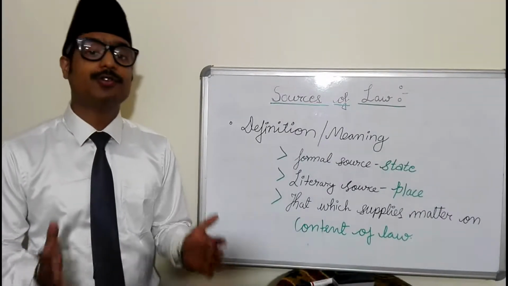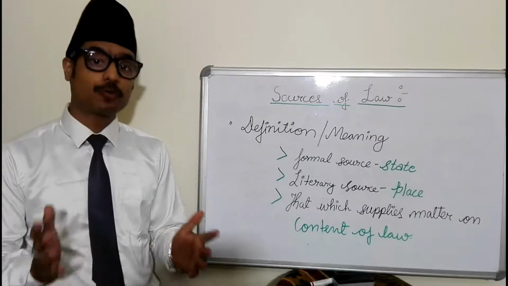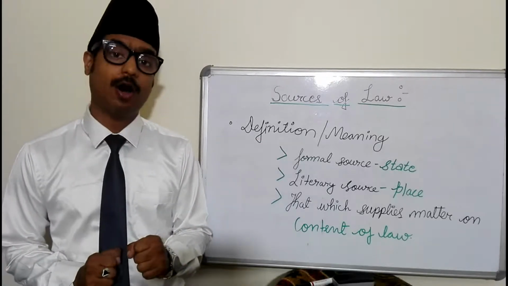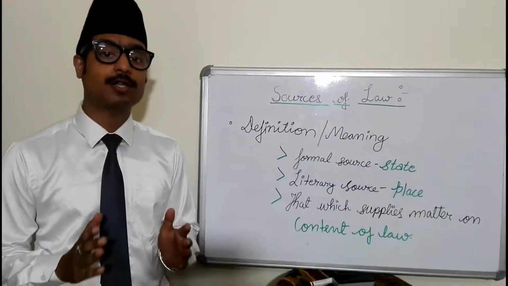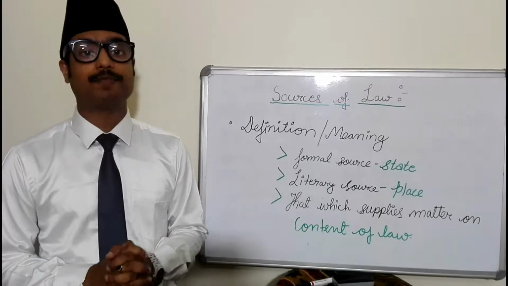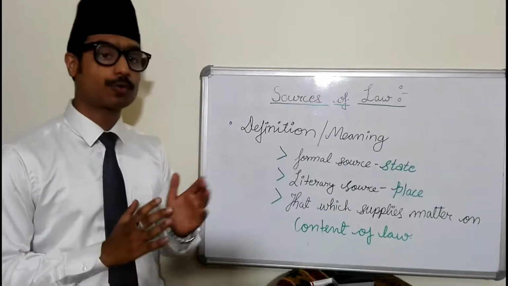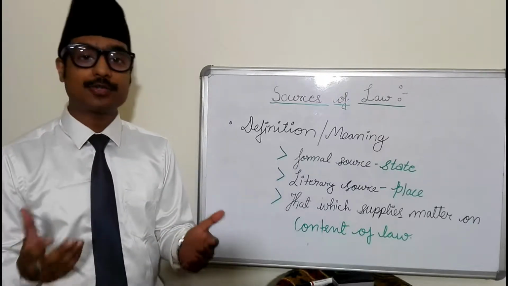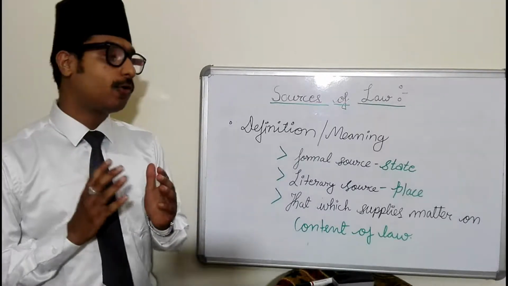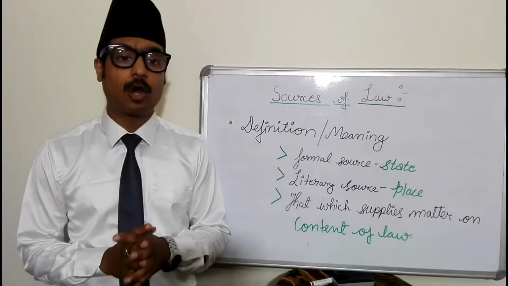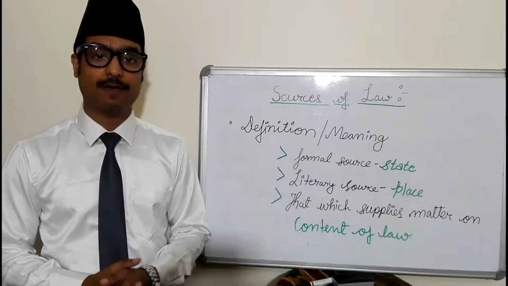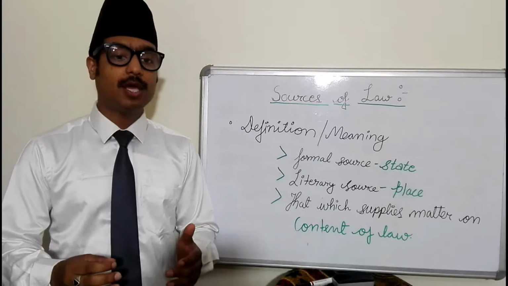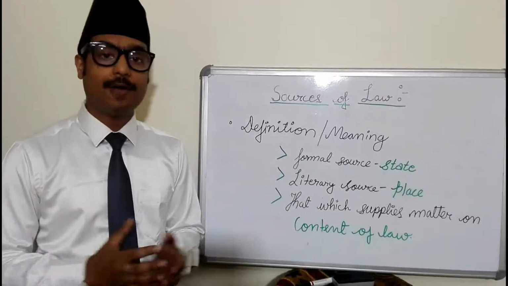Ladies and gentlemen, today we shall be discussing sources of law. Firstly, we'll discuss the meaning of sources of law, and then we'll discuss what the sources of law are in general. While discussing the meaning of sources of law, it simply means the authority from which the law derives its force. For some jurists, the source of law is the society itself, while for others, the source of law is derived from the will of the sovereign.